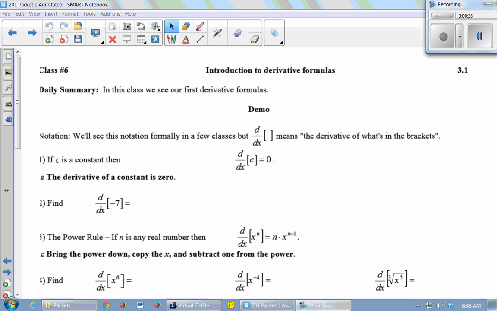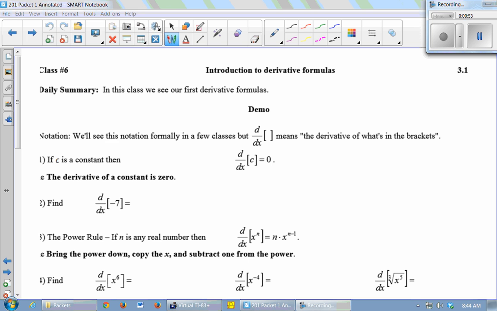So some notation. We're going to see this notation formally in a few classes, but generally, when I write d dx of something in square brackets, it means the derivative of what's in the brackets. Okay? So d dx means the derivative of. So if c is a constant, then d dx of c is 0. Right? So let's think about this.